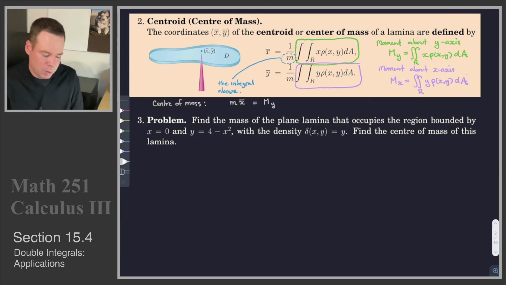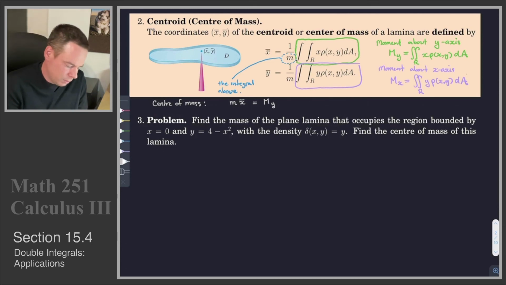Or in terms of the lamina, I've replaced the entire lamina with a point at a certain distance from the y-axis, and that moment, m times x bar, should equal the moment of the whole system. And the moment of the whole system is m sub y. And so that tells us that x bar should be 1 over m times m sub y. And that's our formula up above.